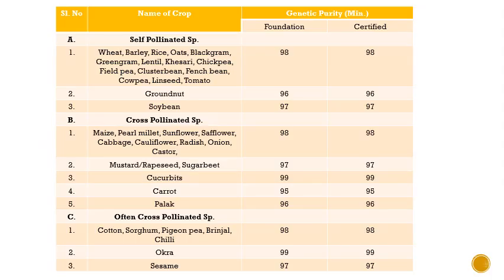This is the table showing the minimum genetic purity percentage for both foundation and certified seed in various categories of crops. There are three categories mainly: self-pollinated species, cross-pollinated, and often cross-pollinated. Under self-pollinated species, crops such as wheat, barley, rice, oats, black gram, green gram and chickpea have both foundation and certified seeds at 98% genetic purity.